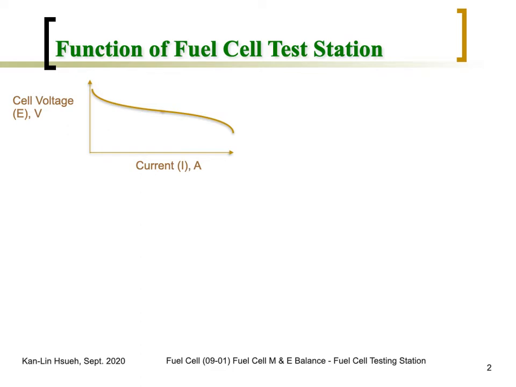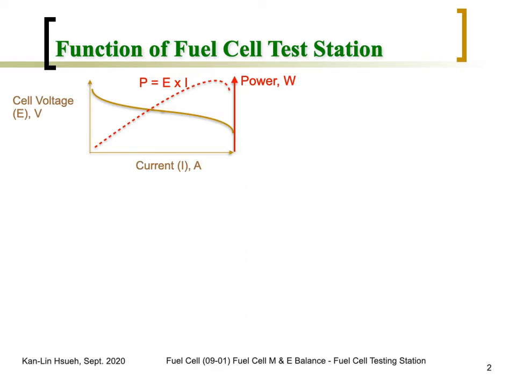From the EI curve, we are able to calculate the power. That means the voltage times the current gives you the output power. So you can find out the location of maximum power. That gives you an indication of the fuel cell performance, how much maximum power it can output.